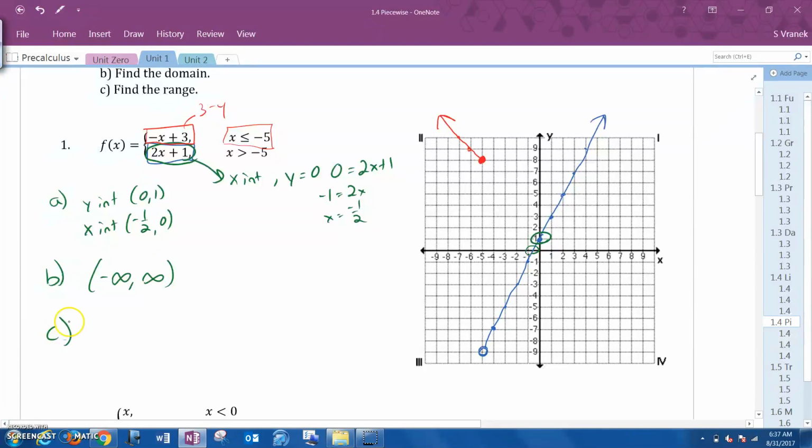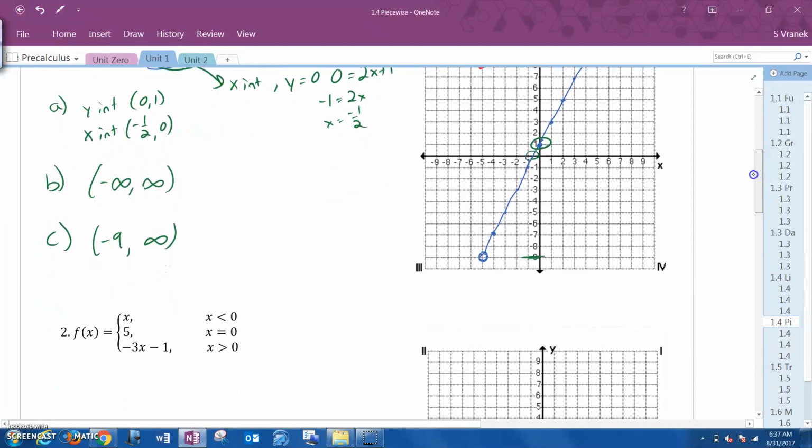You have to be careful about the range, though. This graph goes up forever, so the top part will be infinity. However, it starts down here. The lowest point of the graph is at -9, and since it's not filled in, it's an open bracket. So again, you look for the lowest to the highest for range, left to right for domain. Good. So that's that problem.